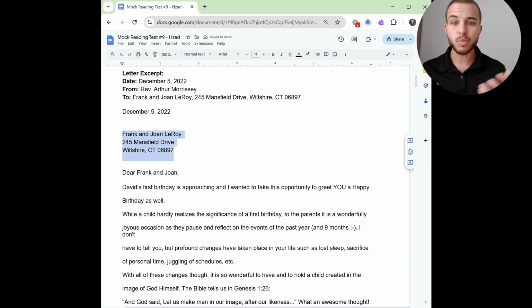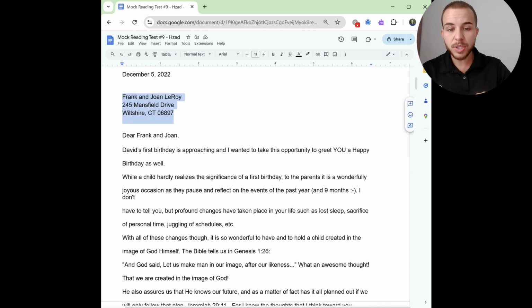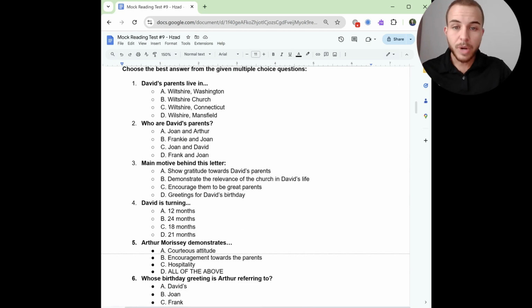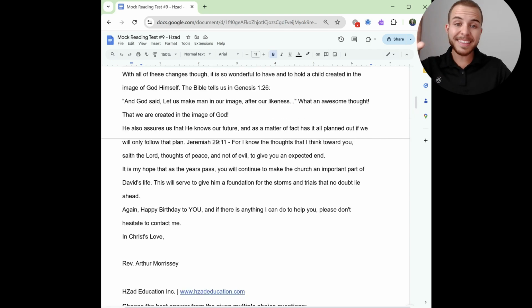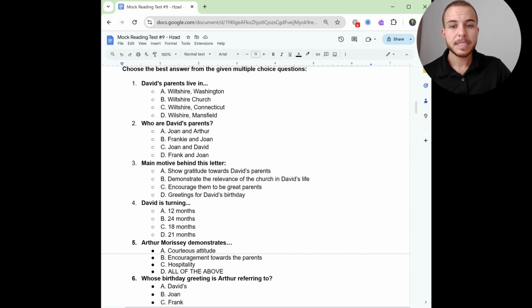First, what you're going to do is skip the letter. Go all the way down to the questions. Read the questions so you know exactly what you are looking for. First question asks you where David's parents live. Now, because it's a letter, we'll find that in the letter heading up here. Keep that in mind.